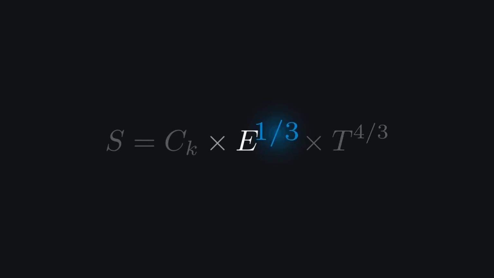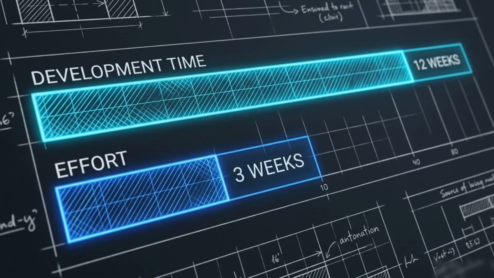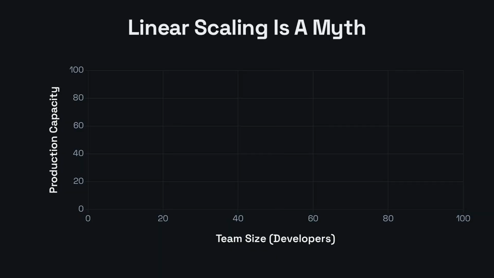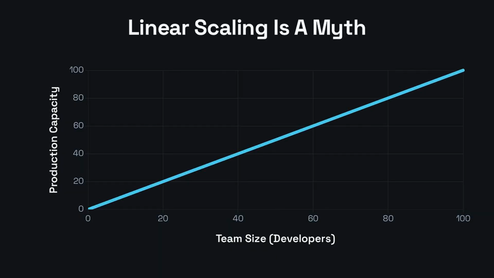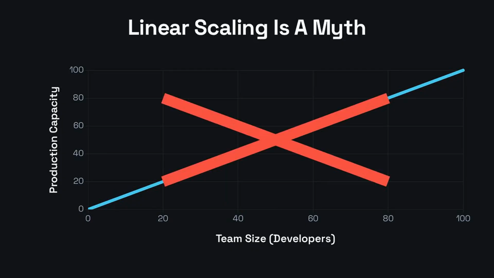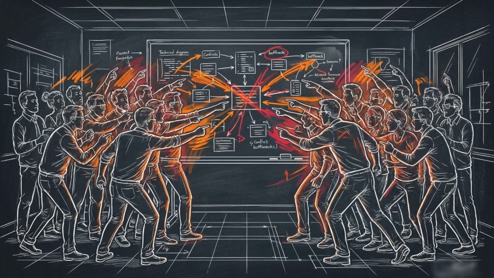Effort, E, carries a 1/3 exponent. Contrast this with time, T, which carries a significantly larger exponent of 4/3. This imbalance indicates that development time has a much stronger influence on the achievable software size than raw human effort. This math challenges the assumption that project duration scales linearly with team size. It suggests that doubling the number of developers will not automatically cut the development time in half.